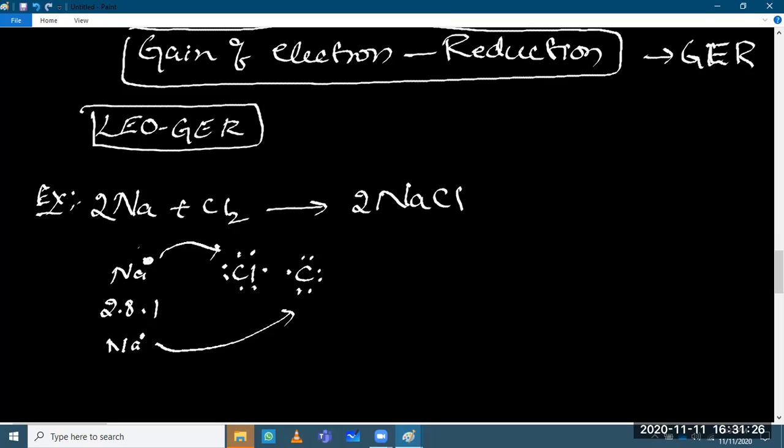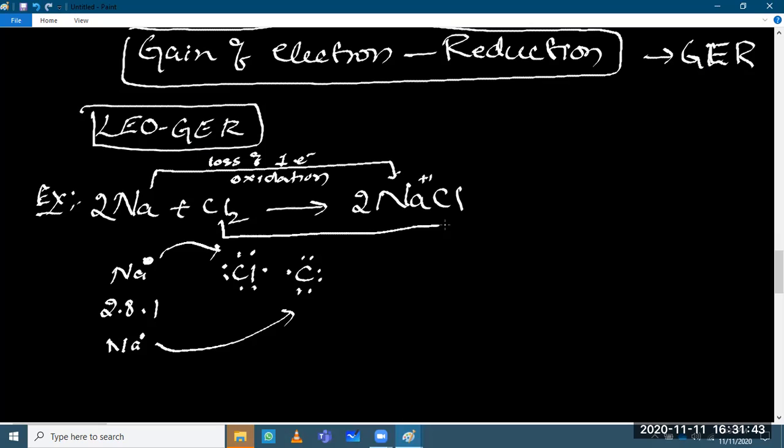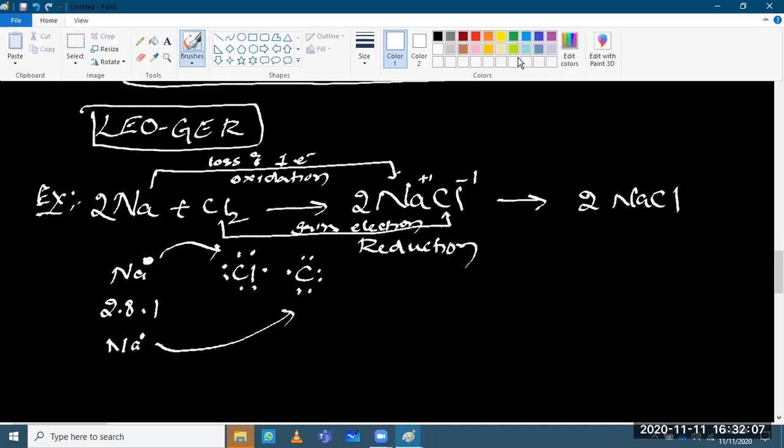Here sodium is giving an electron and gets converted into a plus charge, that is loss of electron. Loss of one electron is nothing but oxidation. And chlorine gains that electron. That is what we call reduction. Sodium undergoes oxidation, chlorine undergoes reduction, gain of electrons. And after gaining an electron it becomes a -1 charge. Finally the compound sodium chloride is NaCl.